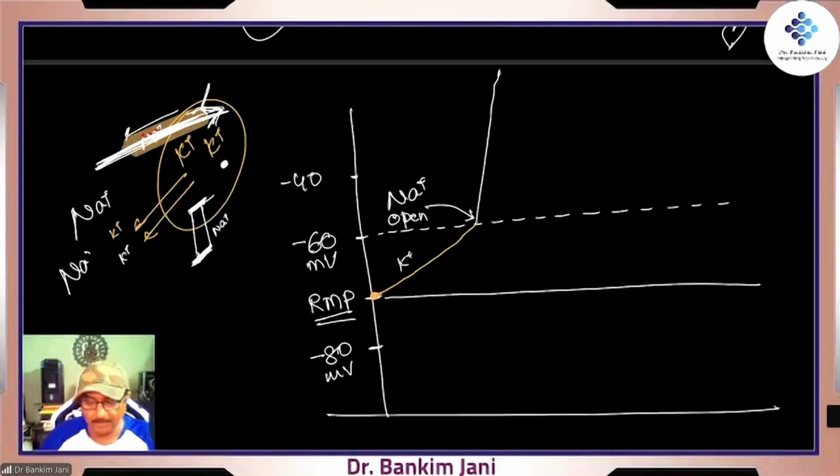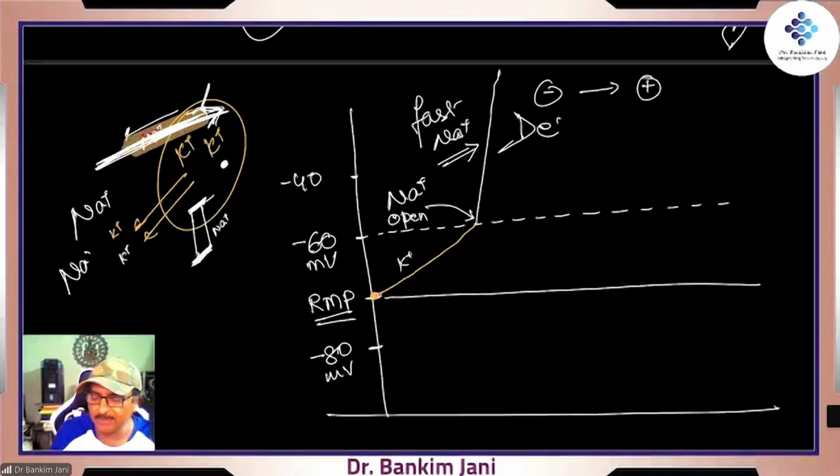Makes sense, right? Because these are the fast sodium channels. Fast sodium channels, rapidly they will be taking it plus. And this is what we call going from minus to plus. So what name should we give to this phase? Tell me, what name? It's going from minus to plus, so we call this depolarization. Answer quickly. Start depolarization.